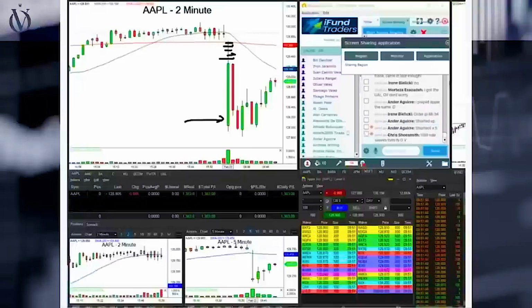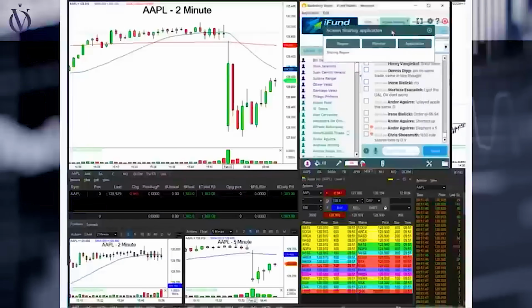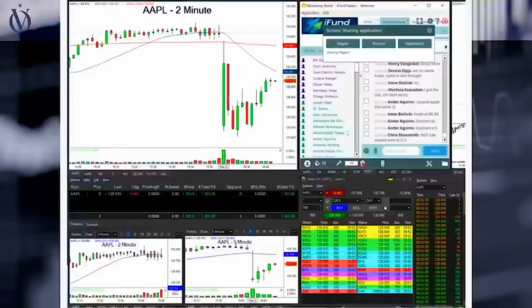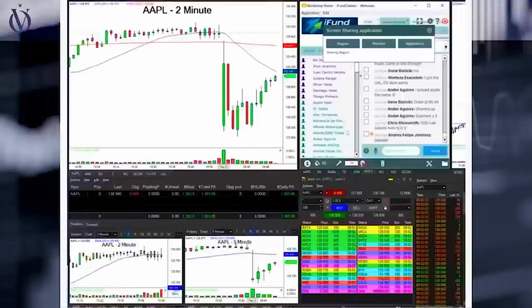Teaching my traders well. I love it. I love it. My little babies. Cuckoo gaga. Little babies. Cuckoo gaga. It's what you gotta see. My baby.